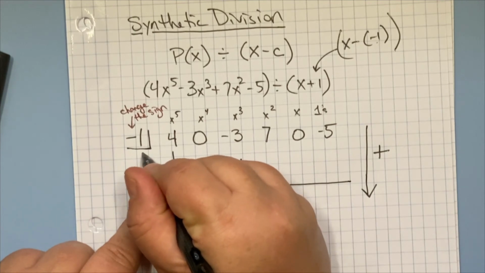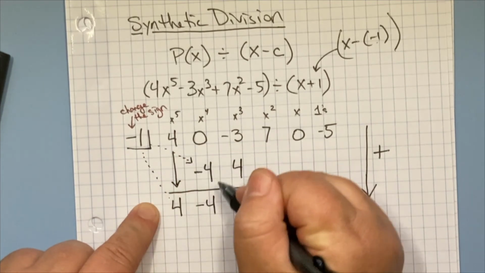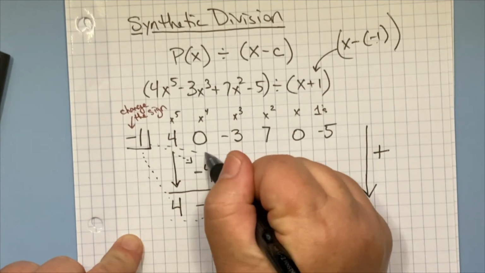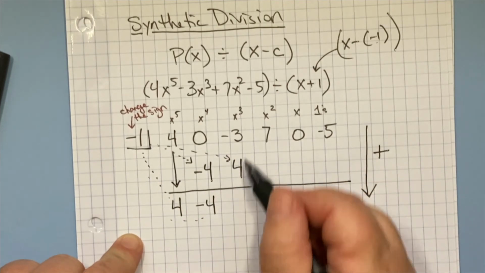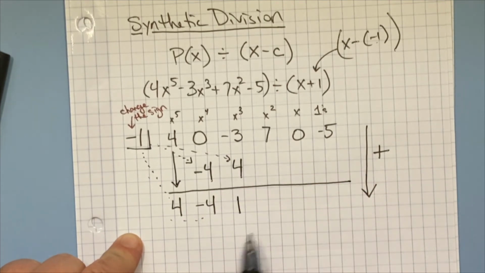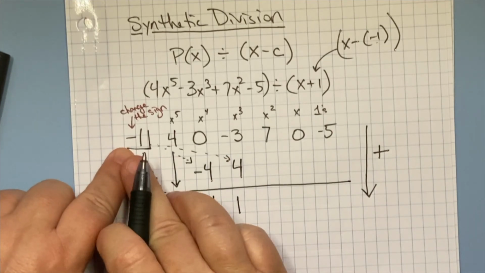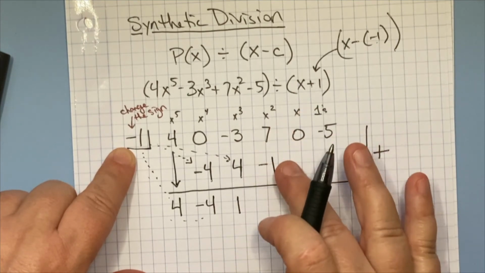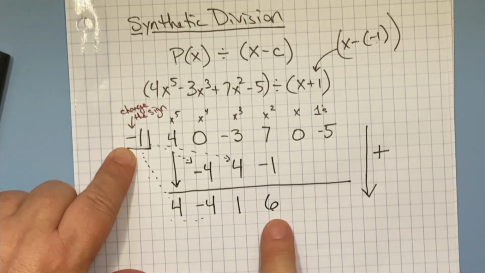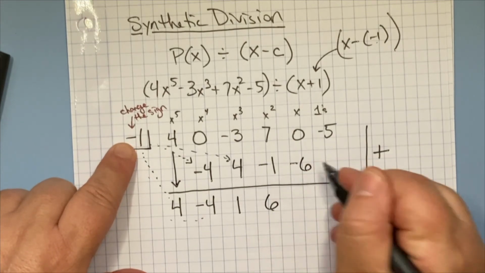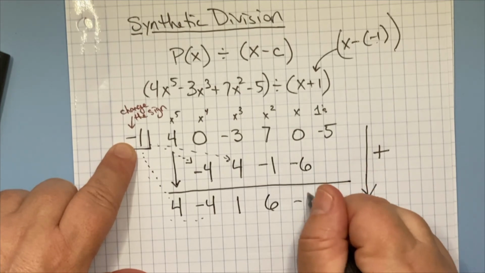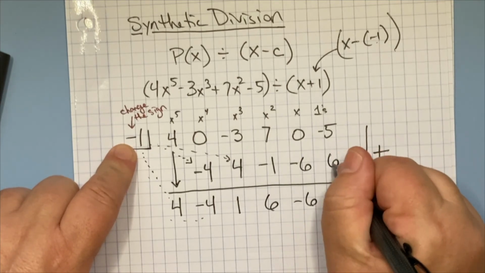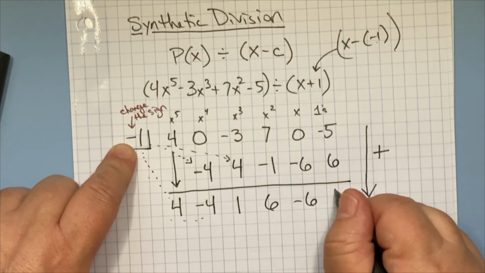So we have this pattern where you come up here, and then you go down there, and then you add, and then you come up here, and then you come over here for the next one, and then let's add. -3 plus 4 is 1. Then we do 1 times -1, so we look up there. 1 times -1 is -1, and then we add. 7 plus a -1 is 6. 6 times -1, -6. 0 plus -6, -6. -6 times -1 is 6. -5 plus 6 is 1.